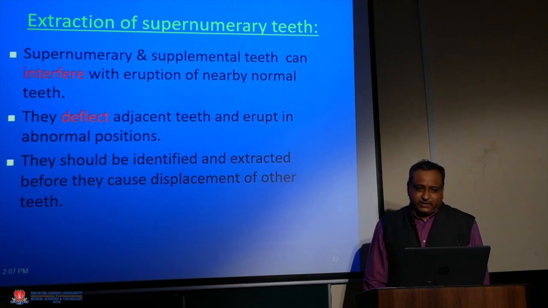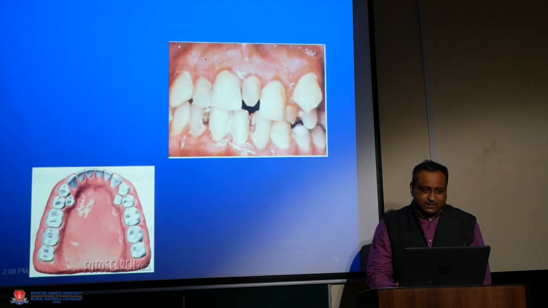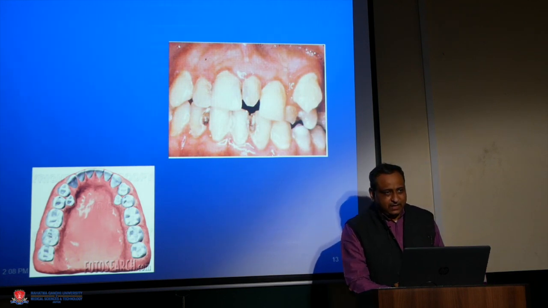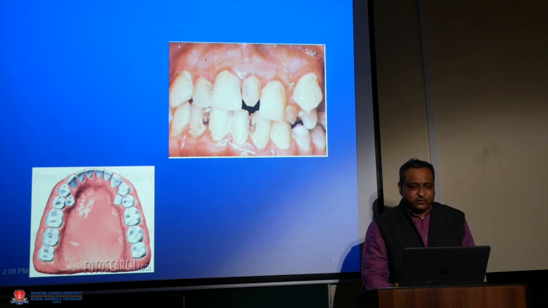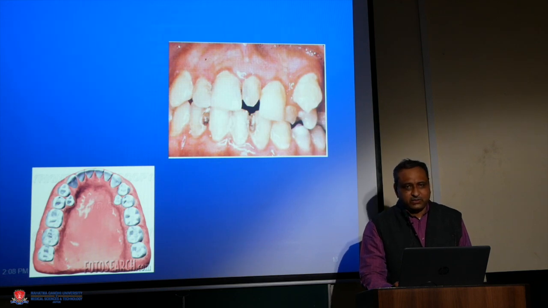So extraction of supernumerary teeth, as you can see in this slide, that it is very common, mesiodens, which is very commonly present, and it causes the midline diastema. So it needs to be removed as early as possible. As soon as we see it in the oral cavity, it should be removed so that it doesn't turn into a permanent problem. Similarly, you can see that there is presence of a supernumerary mandibular premolar, which is very common. Again, it causes spacing between the teeth, so this should be removed as soon as it is detected in the oral cavity.